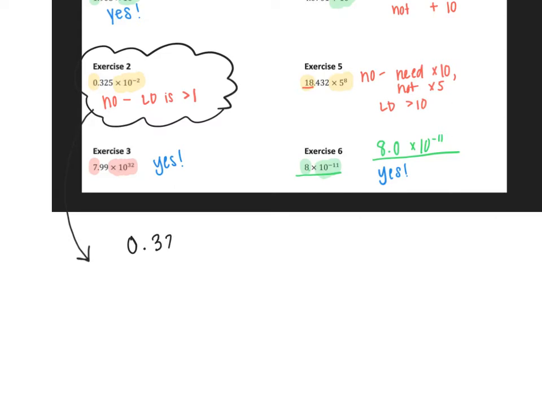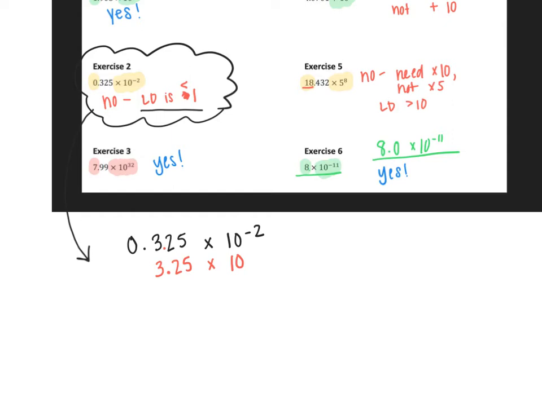So I have 0.325 times 10 to the negative second. Well, this is not in scientific notation because the leading digit is less than 1. We need to put it in scientific notation by making the leading digit greater than or equal to 1. So to do that, I want my leading digit to go right here. I want it to say 3.25 times 10 to the something. Okay? So that's the first thing I do.